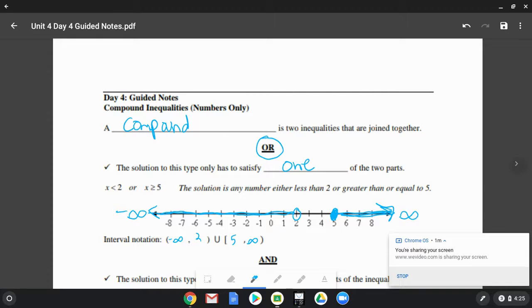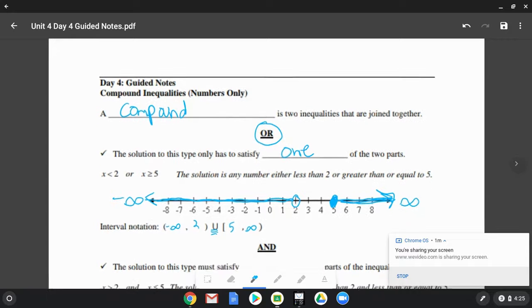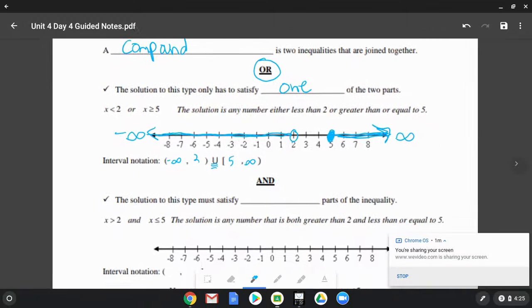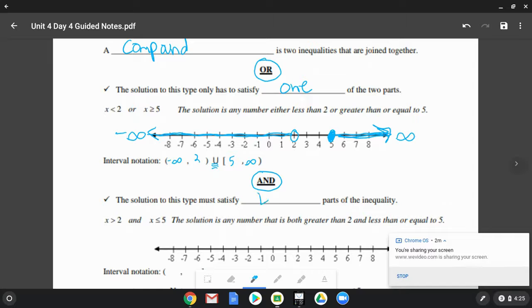And if you notice, for the ORs, it has this U in between, okay? So you'll notice that on your multiple choice stuff, for ORs, it always has a U. And then for an AND type of inequality, so this is the other type that we've talked about, the AND must satisfy both parts of the inequality.